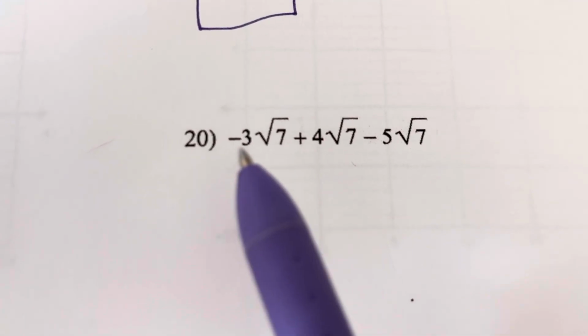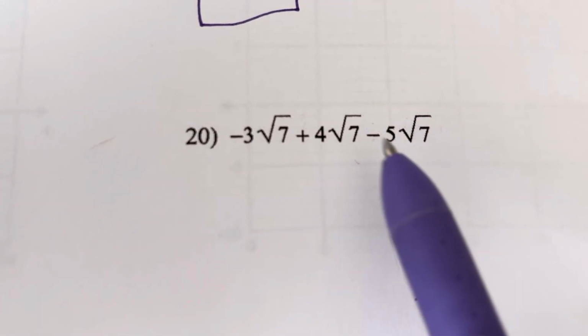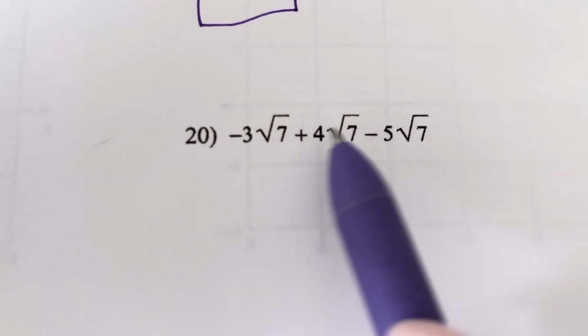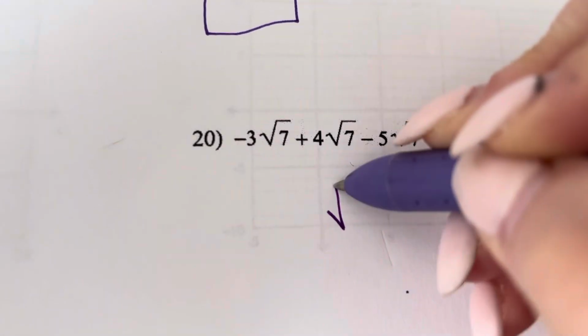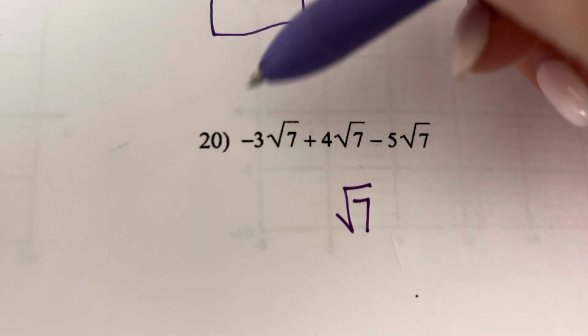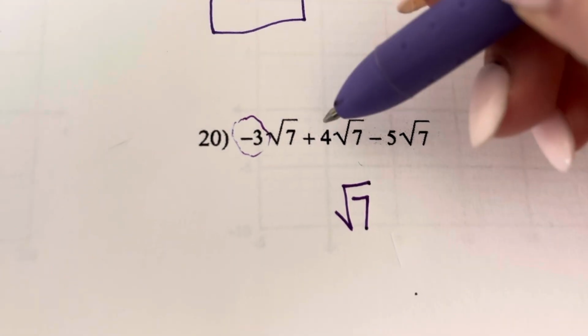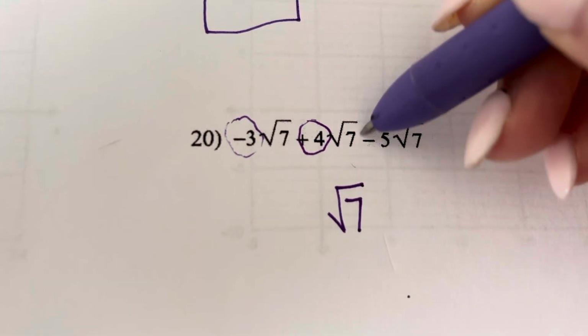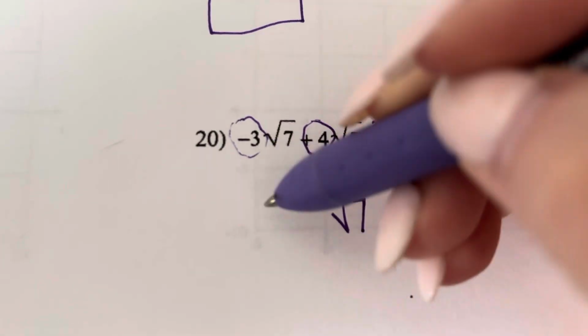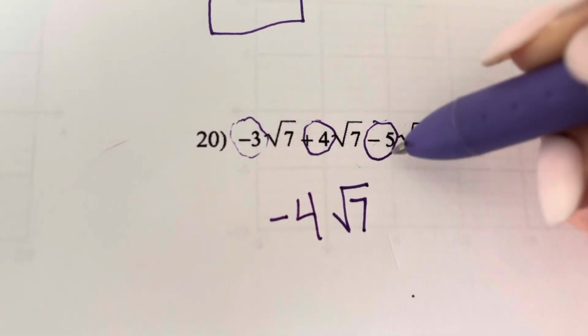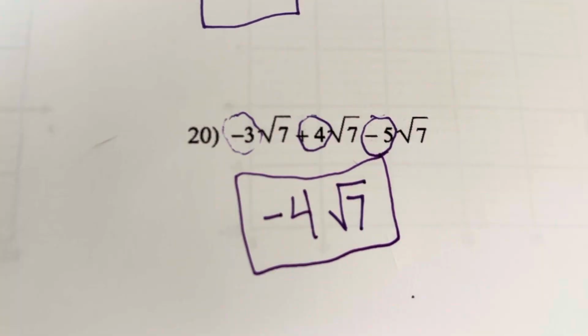All right, on this problem, I have -3. They all have the square root of 7, so I can combine all of them. Now I just have to look at this, this, and this. That's going to end up with a -4, and that would be my answer.